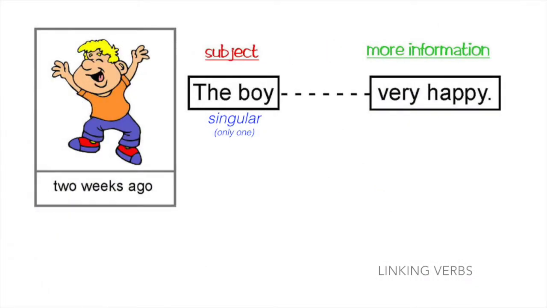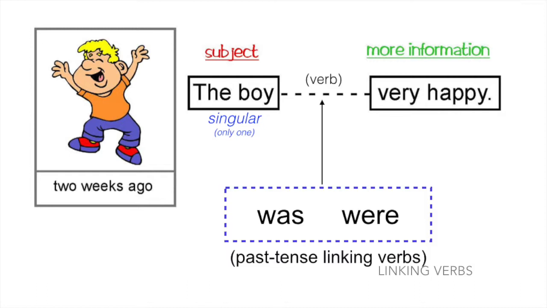Here's another example. Here we have the subject, the boy, and more information about the subject is very happy. So the boy and very happy need to be linked. Now we need to use a linking verb. And again, we are limited to which ones we can use because we have a singular subject, meaning only one. Now notice that in the picture of the boy below, it says 2 weeks ago. So this was in the past, meaning that it already happened. So there are only 2 linking verbs that we can use, was or were.